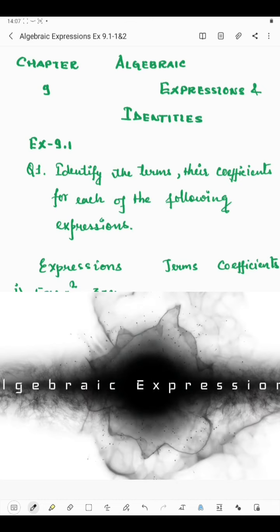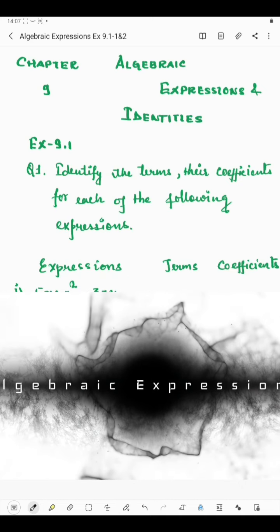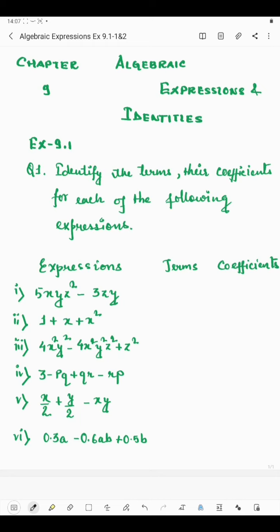Hello students, now I am going to start question number 1 of exercise 9.1. Question number 1 says identify the terms and their coefficients for each of the following expressions. So here we have some expressions given. We will have to identify the terms and the coefficient from these expressions.